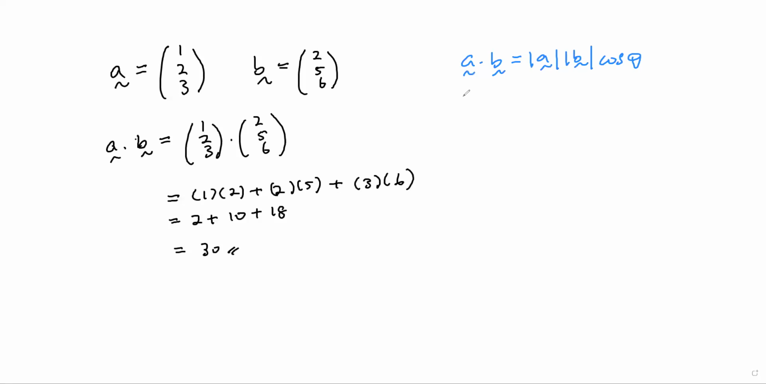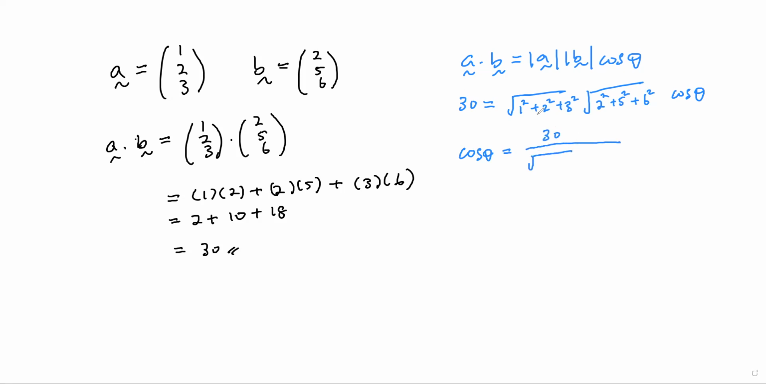Now we already found A dot B, which is 30. So what is the magnitude of A? The magnitude of A is the square root of 1 square plus 2 square plus 3 square. And the magnitude of B is the square root of 2 square plus 5 square plus 6 square, times cosine theta. Let's rearrange that. Cosine theta would be 30 over the square root of, what is 1 square plus 2 square plus 3 square? That should be 14. And then 2 square plus 5 square plus 6 square should give us 65.